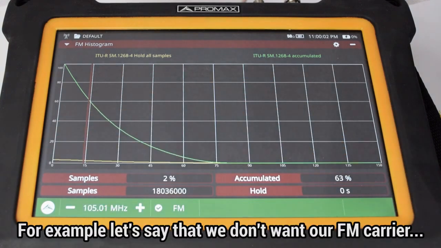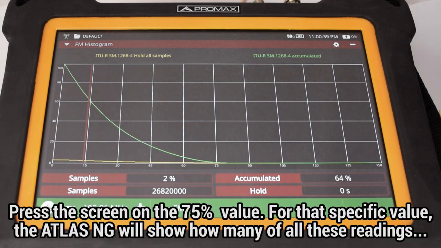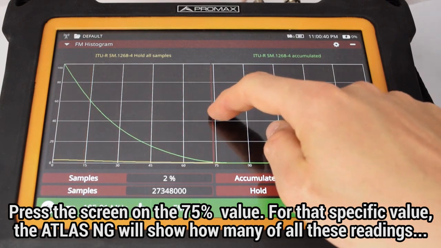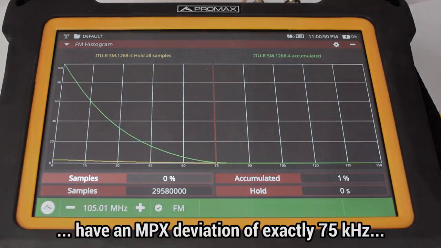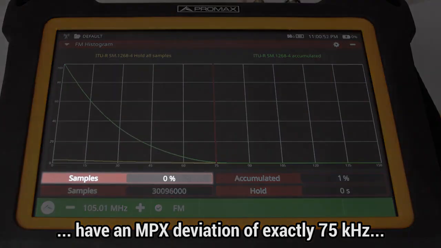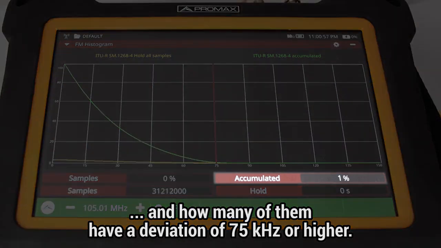For example, let's say that we don't want our FM carrier to have an FM deviation higher than 75 kHz, because that's a very common threshold to use in FM. We can select the threshold by directly pressing with our finger over the corresponding deviation value over the graph. For that specific value, the ATLaS NG will show me how many of all these readings have an MPX deviation of exactly 75 kHz, and how many of them have an MPX deviation of 75 kHz or higher.